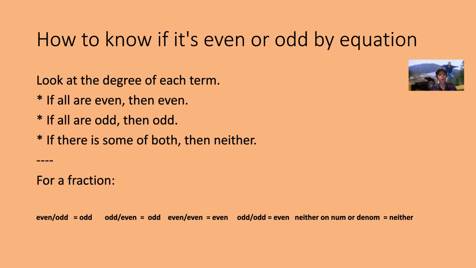If all the terms' degrees, that means what exponent there is, if the exponents are even, then the function is even. If they're odd, then the function is odd. If there's some of both, then it's neither. It's not even or odd.